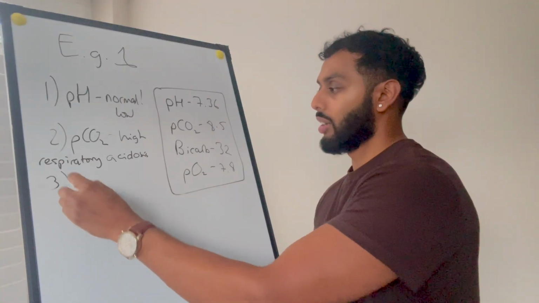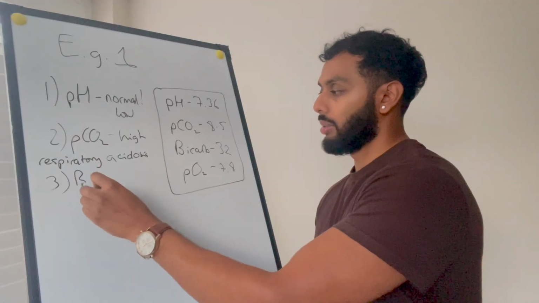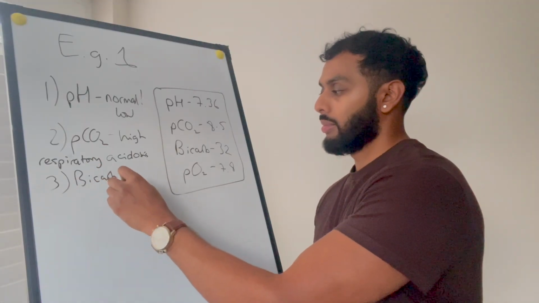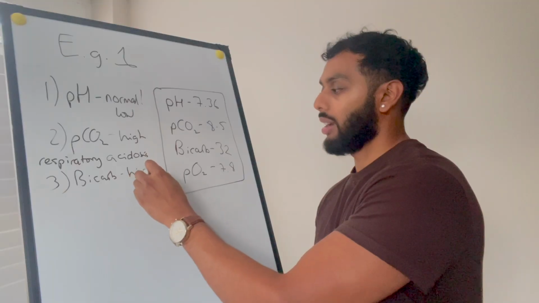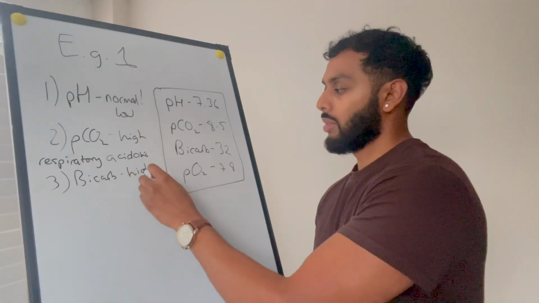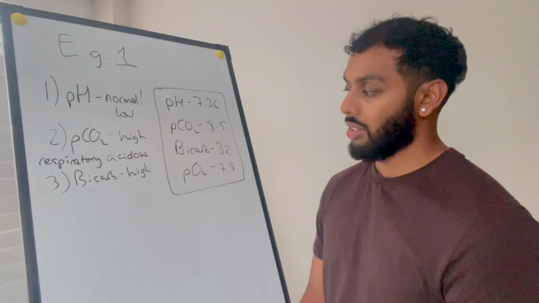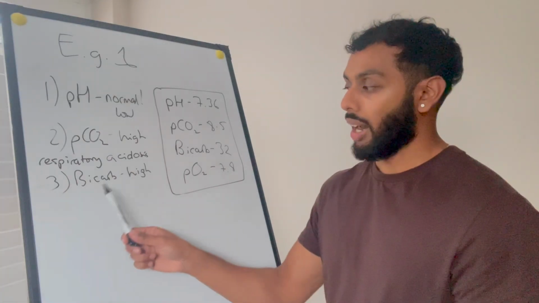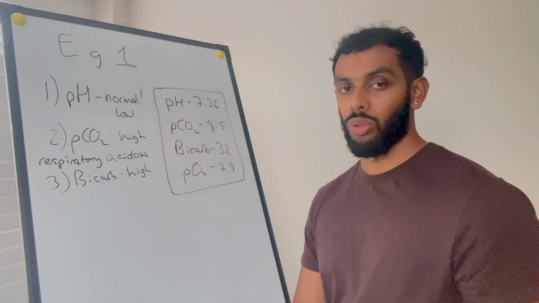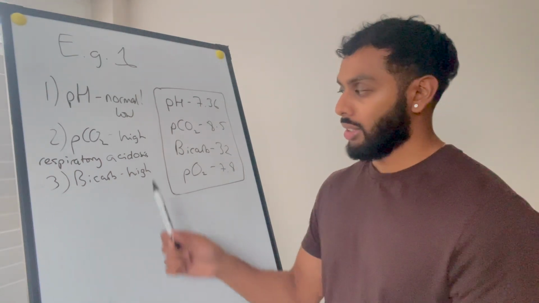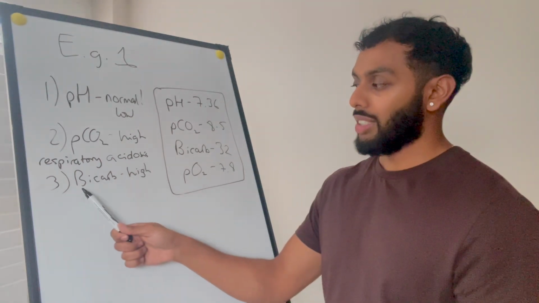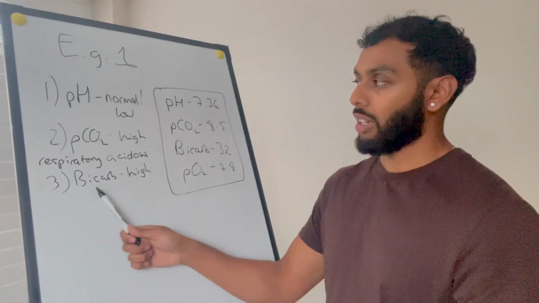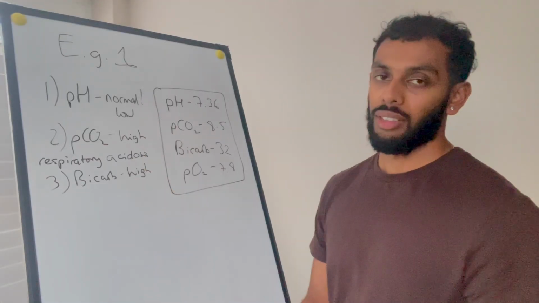The third thing we look at is the bicarb. The bicarb is high. So the patient has respiratory acidosis, but their bicarb is high. A high bicarb should normally cause alkalosis. So this is the kidney's way of trying to compensate and normalize the pH.